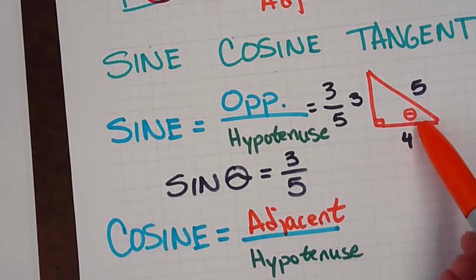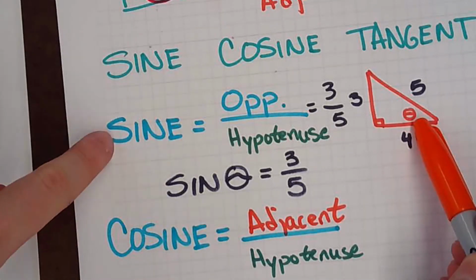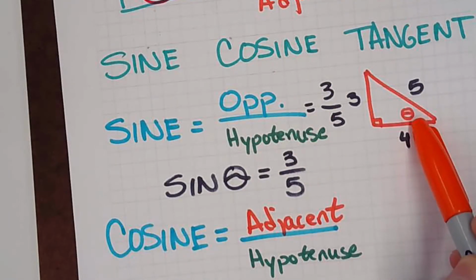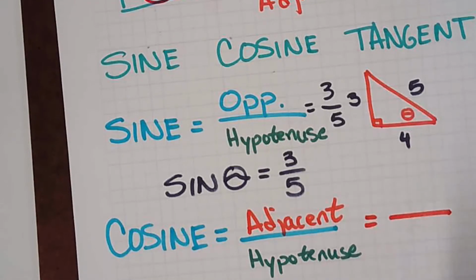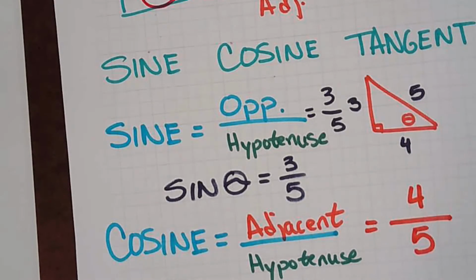It does. So here's the angle, theta. We said the sine of this angle is 3 over 5, right? Yeah. What's the cosine of this angle? The cosine is the adjacent over the hypotenuse. It is 4 over 5, because it's the adjacent over the hypotenuse.